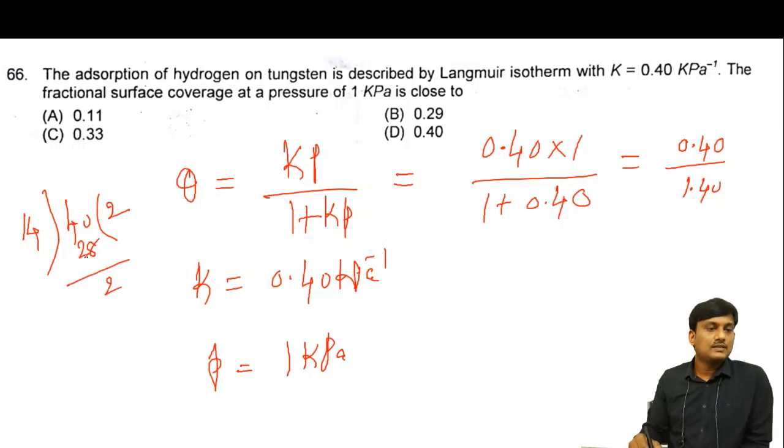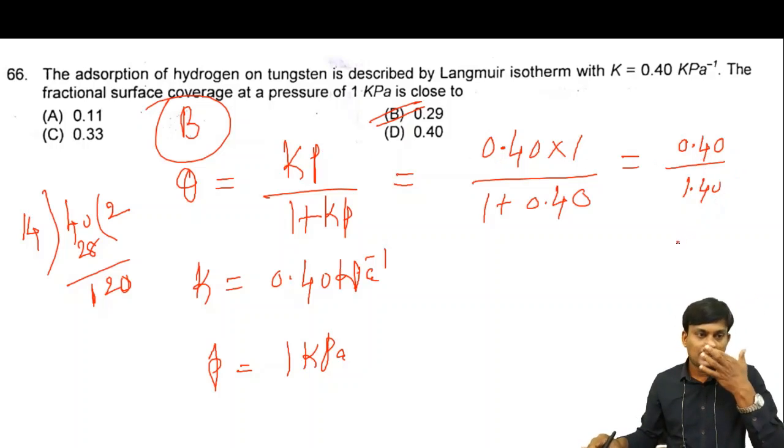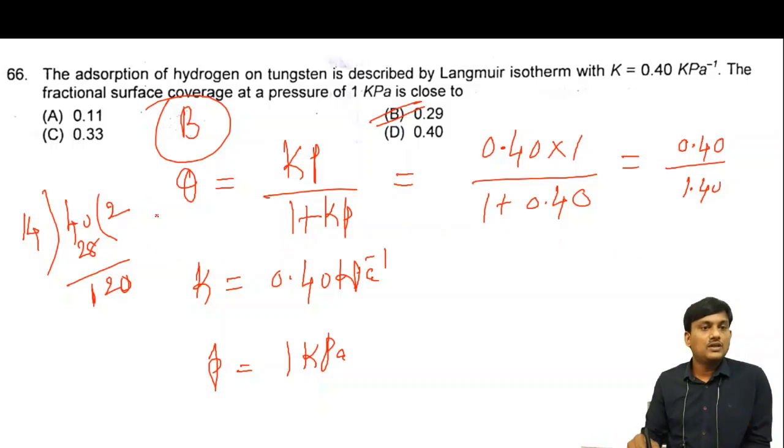So you will get 2. So around you will get 0.29, like that you will get. So what is the value? The value is 0.29. If you calculate 0.40 by 1.40, you will get 0.29.